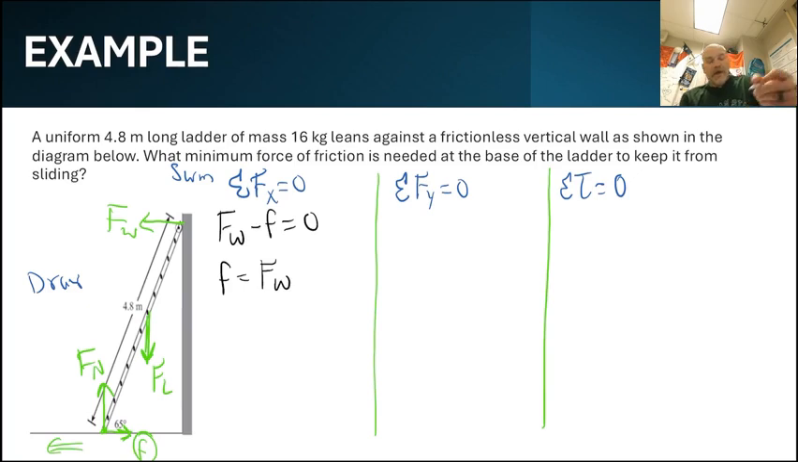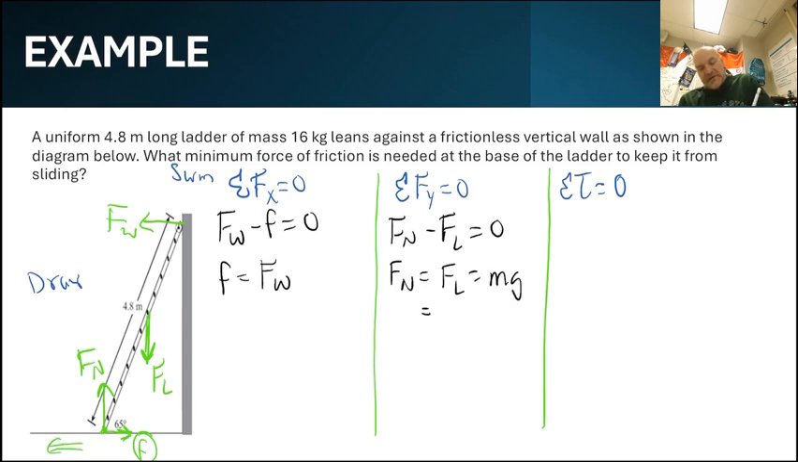So now we write our y direction. I have the normal force minus the weight of the ladder equal to 0. And so what does that become? F normal equals the weight of the ladder, which is mg. And this one I can do quickly. It's 16 times 10. I'll just use 10. So I know the ladder has a weight of 160 newtons.